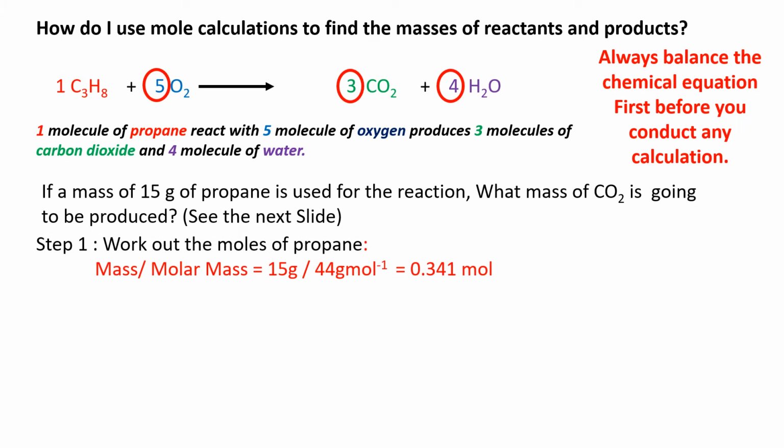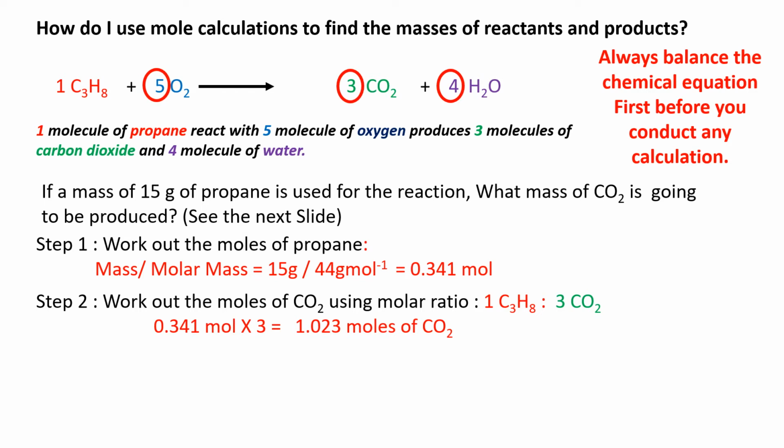Now step 1, we work out the moles of propane because that is what has been given. So 15 grams of propane divided by 44 grams per mole, which is the relative formula mass or relative molecular mass of propane, gives 0.341 moles of propane.